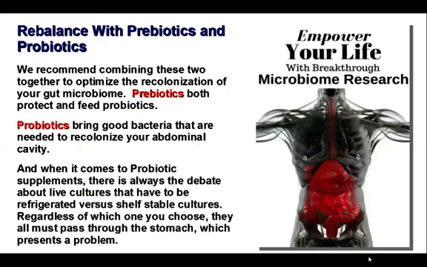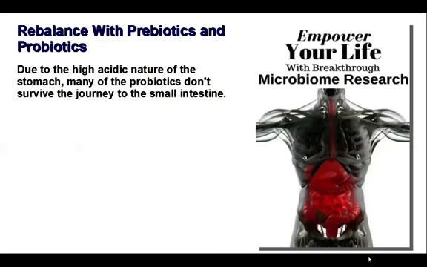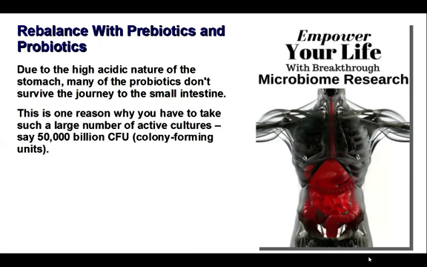And when it comes to probiotic supplements, there is always the debate about live cultures that have to be refrigerated versus shelf-stable cultures. Regardless of which one you choose, they must all pass through the stomach, which presents a problem. Due to the high acidic nature of the stomach, many of the probiotics don't survive the journey to the small intestine. This is one reason why you have to take such a large number of active cultures, say 50 billion CFUs. These CFUs are what are known as colony-forming units.